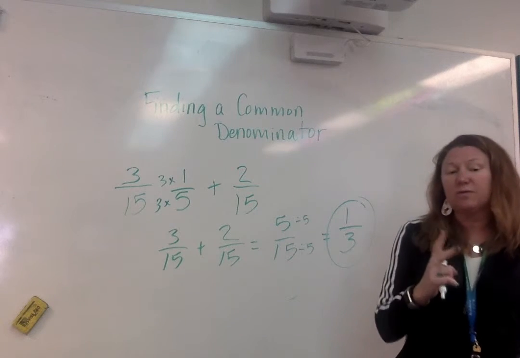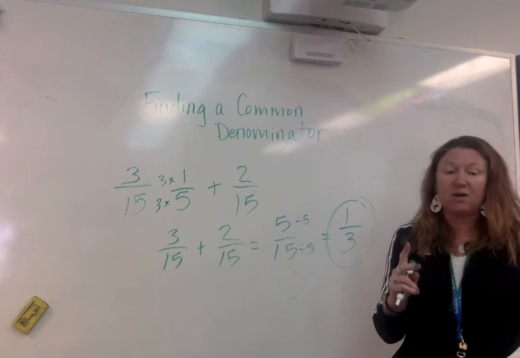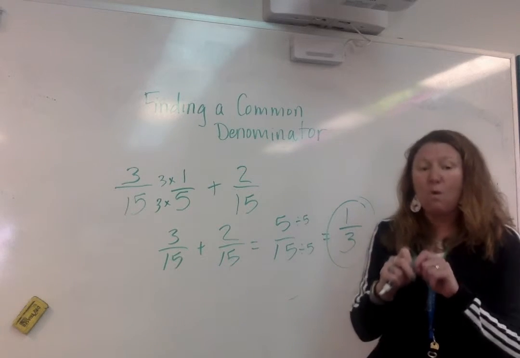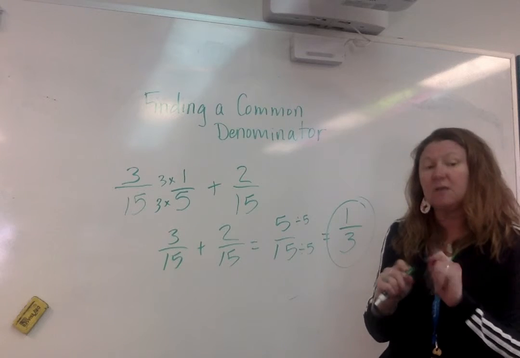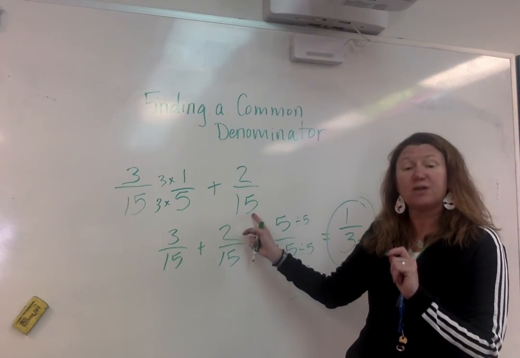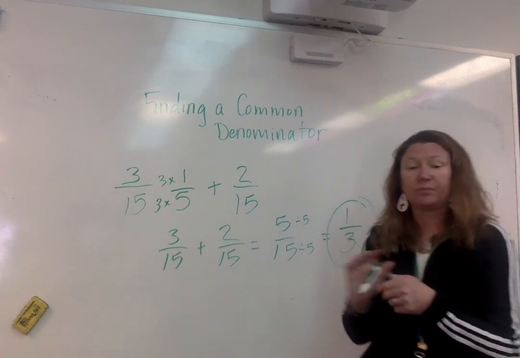So those are two different ways to find a common denominator: either multiplying the denominators together, or changing one of the fractions to the denominator of the other fraction through multiplication.